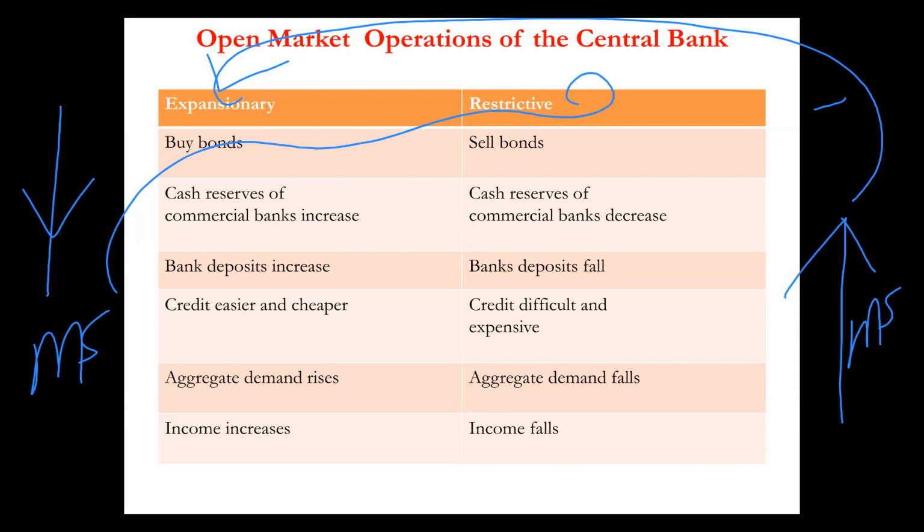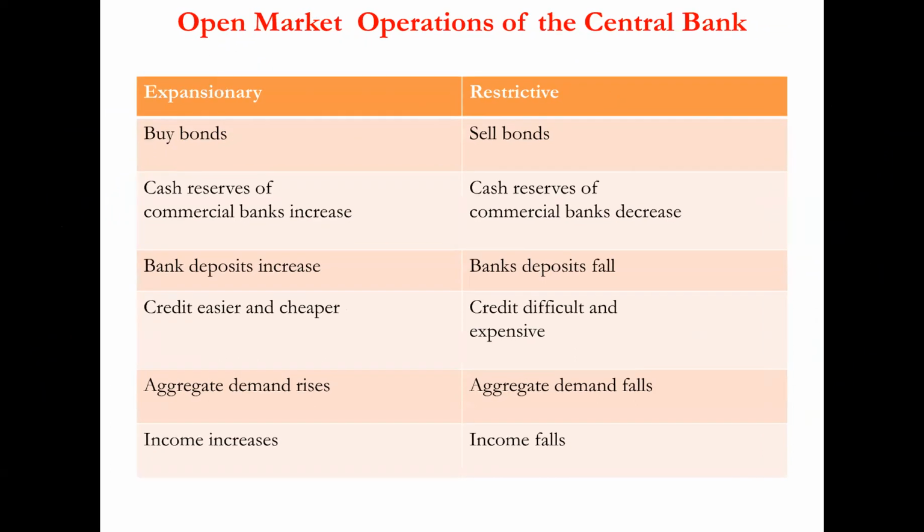Then when they want to contract the economy using the money supply, they sell the bonds. As a result of that, the cash reserves of commercial banks will decrease, the bank deposits will fall, and credit becomes very difficult and expensive. It is no longer cheap to get a loan. Once that becomes the case, just know that the central bank is trying to restrict the supply of money. Clear?